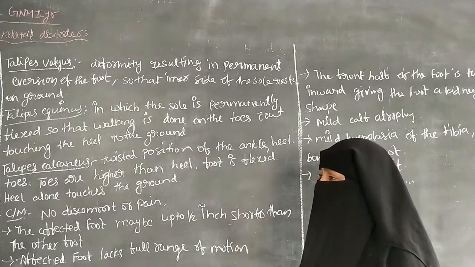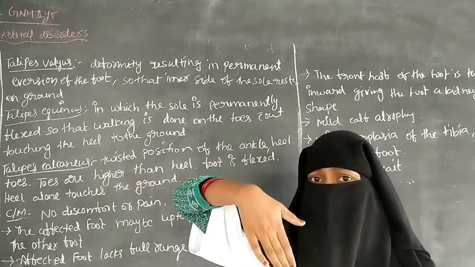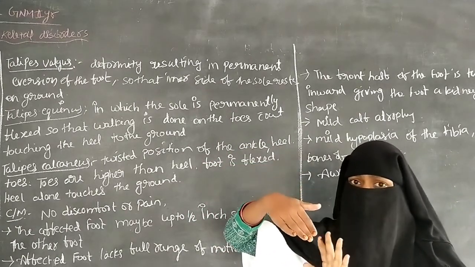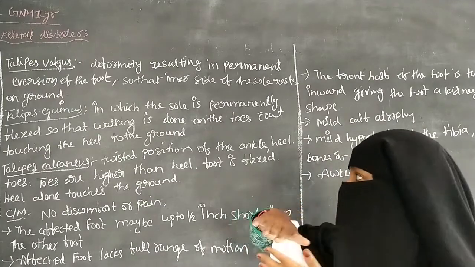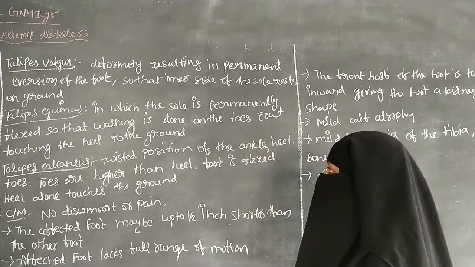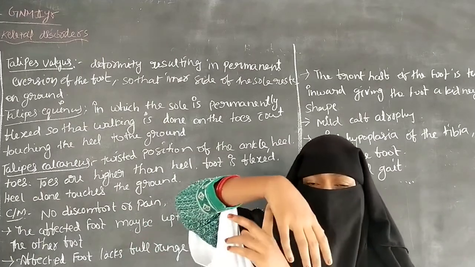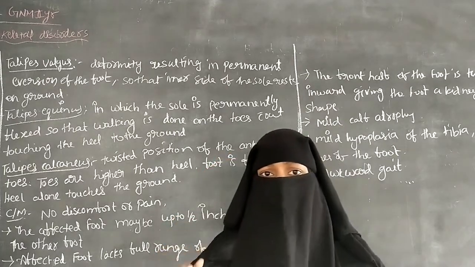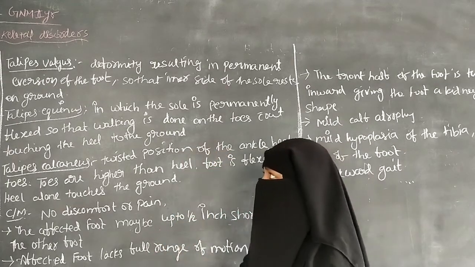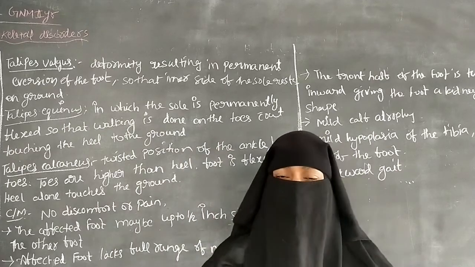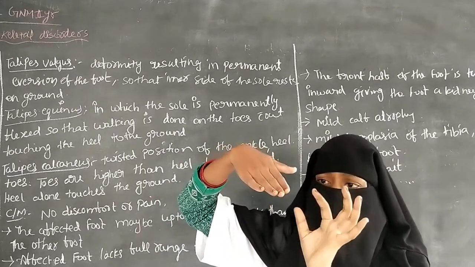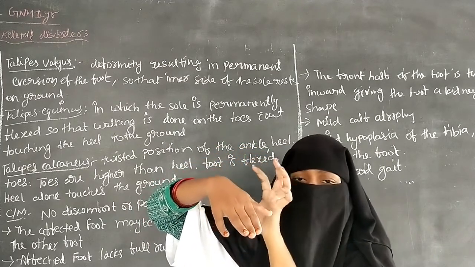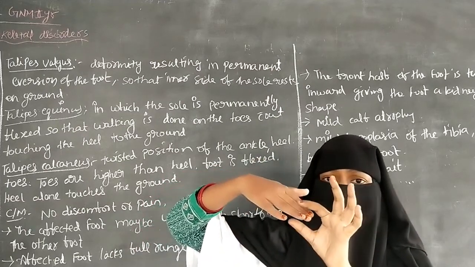So in Talipes equinus, the foot is flexed like this, and the patient is able to walk on his toes without touching the heel to the ground. The heel is high and the toes are on the ground. So Talipes equinus means there is a flexion of the foot and the patient maintains balance over the toes. The heel does not touch the floor and only the toes touch the ground.